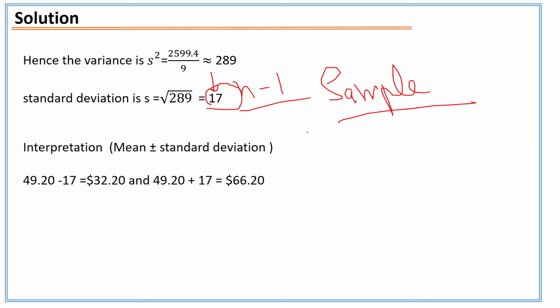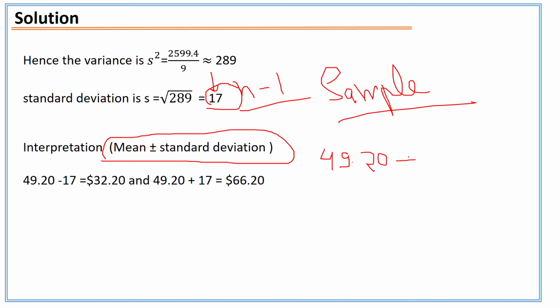Now what does it mean? How to write it? Usually we write this interpretation in terms of mean plus minus standard deviation. So I will write it like this. Mean is 49.20, plus minus 17. One time I use minus, so it is $32.20, and one time I use plus, so it is $66.20. So now the restaurant owner knows that people spend between $32 to $66 in his restaurant. This is how the interpretation goes.